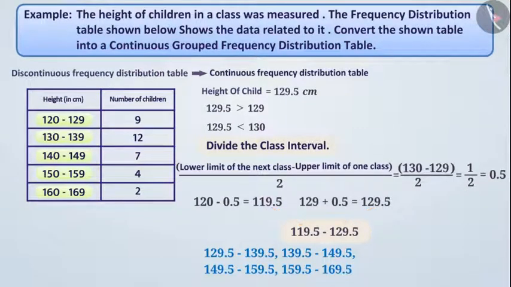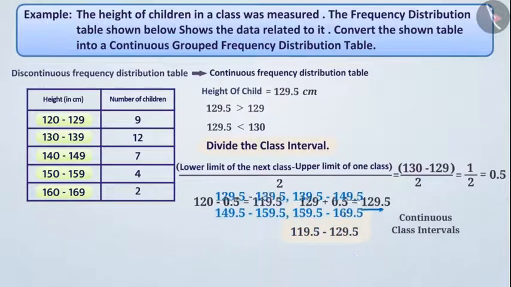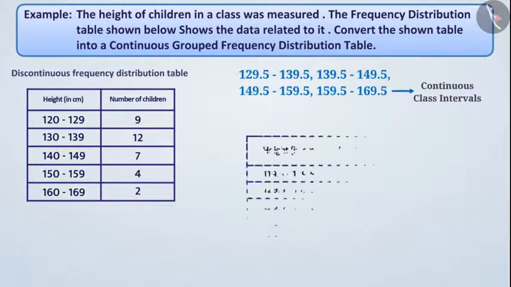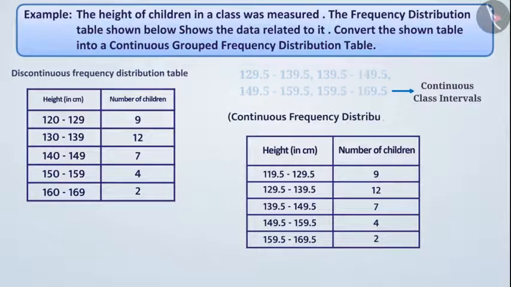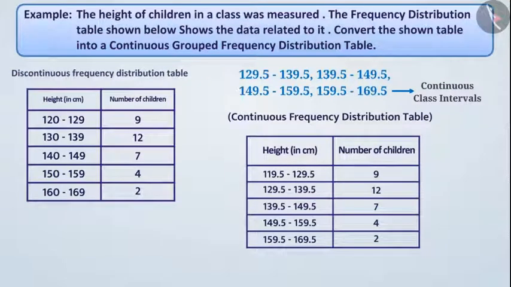Can you tell whether these class intervals are continuous or discontinuous? These are absolutely continuous class intervals. Now we can organize these groups in this way. Now, this table is a continuous frequency distribution table. Now, can you tell in which class interval 129.5 will be included? Think.